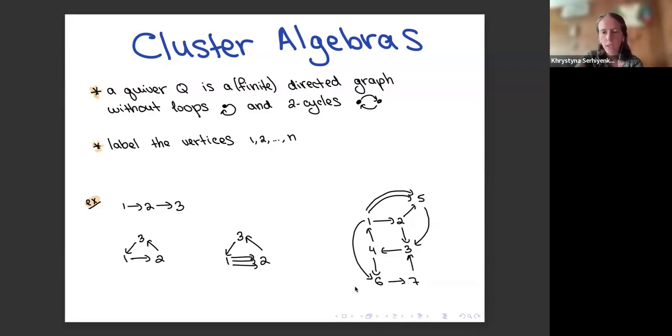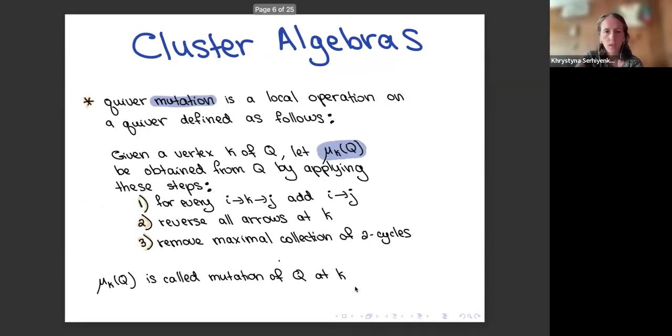So everything else is allowed. So these can be quite big. All right, so the key notion in the study of cluster algebras is the notion of a mutation. And so we're going to start with the mutation of a quiver. So given a quiver Q, mutation is a local operation on the quiver, which can be defined as follows.